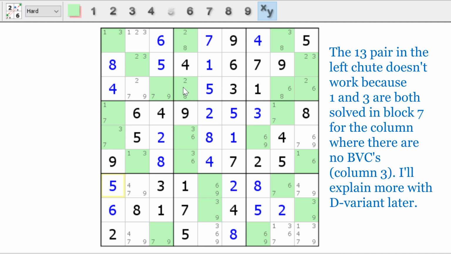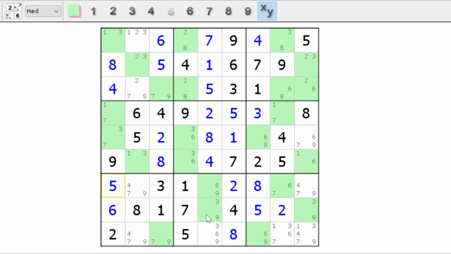And again, the 28 and 28 are in the same column. 36, 36, same column. Don't need to worry about that. The 6, 9, 39, these 3 9s are in the same column. Don't worry about that. But now, we have one.